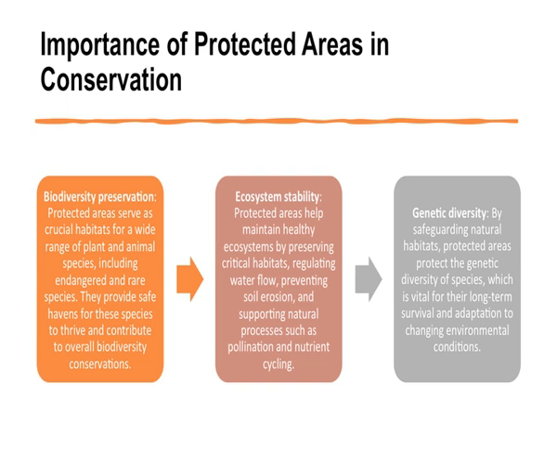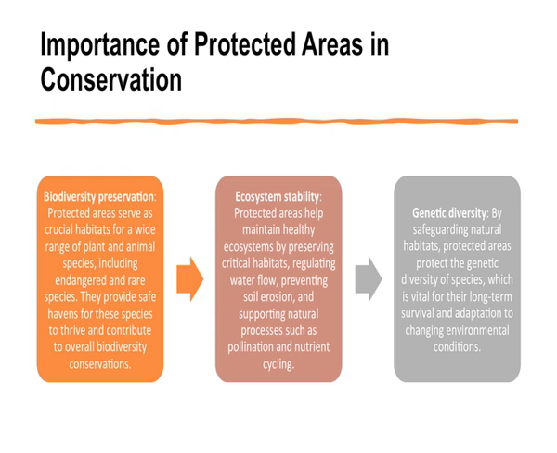Now, what is the importance of protected areas from the angle of conservation? The first is biodiversity preservation. The protected areas serve as crucial habitats for a wide range of plant and animal species, including endangered and rare species as well. They provide safe havens for these species to thrive and contribute to overall biodiversity conservation.